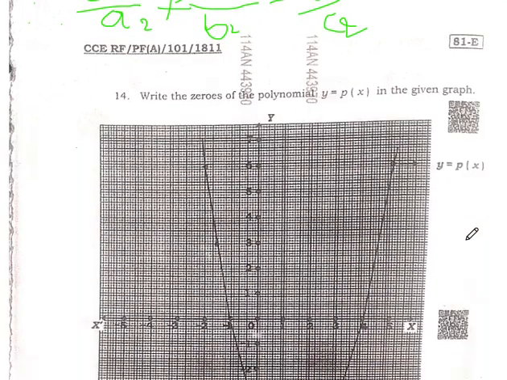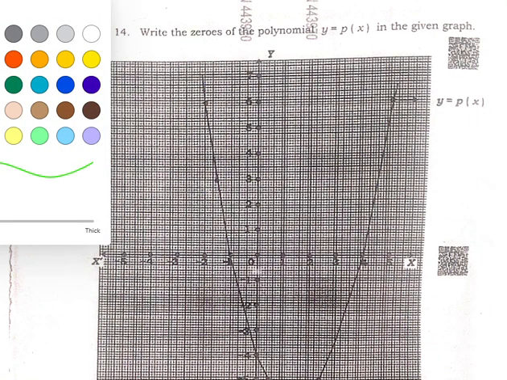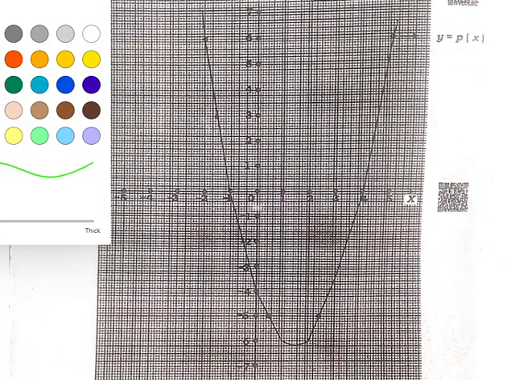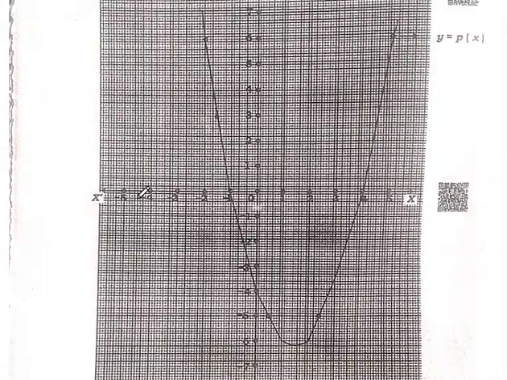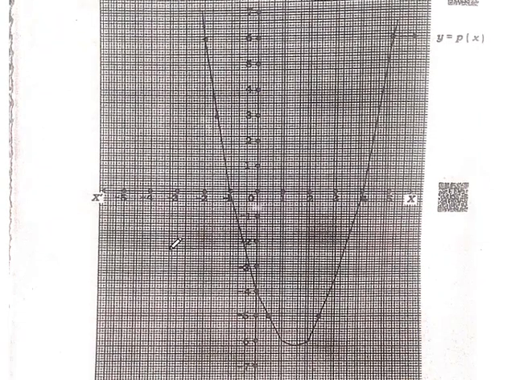This has only one solution, a unique solution. It is the conclusion. Okay, next, the 14th one: write the zeros of the polynomial p of x in the given graph. Here they have given a graphical representation. To find the number of zeros using a graph, you have to observe where the graph is intersecting the x-axis, and how many points. First observe and mark it.